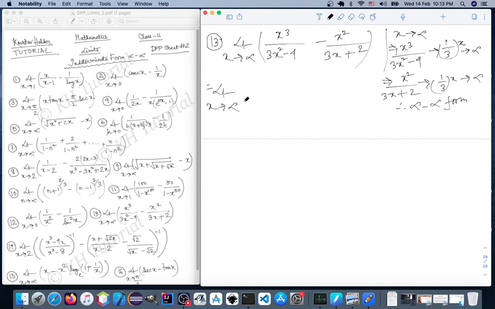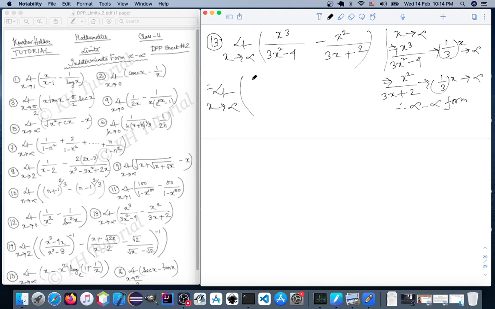The idea is, whenever we have an infinity minus infinity form, we simplify the given expression. In most cases it will get transformed into the 0 by 0 form, and from then onwards you can apply the standard results, or modify the expression and cancel out something, do rationalization, do factorization, or apply L'Hopital's rule to get the final result. That is the basic strategy.